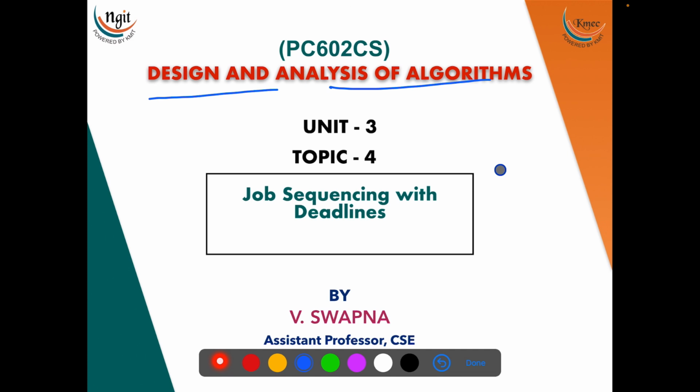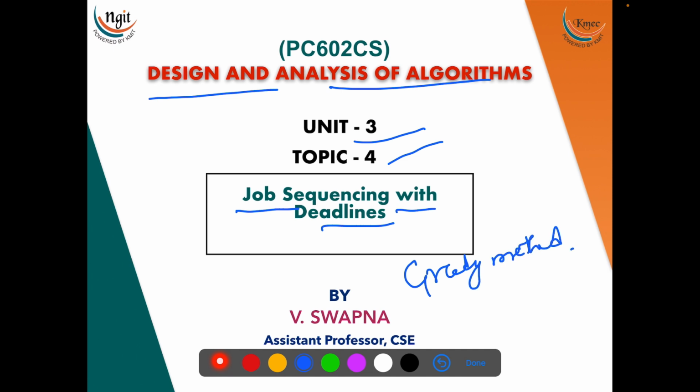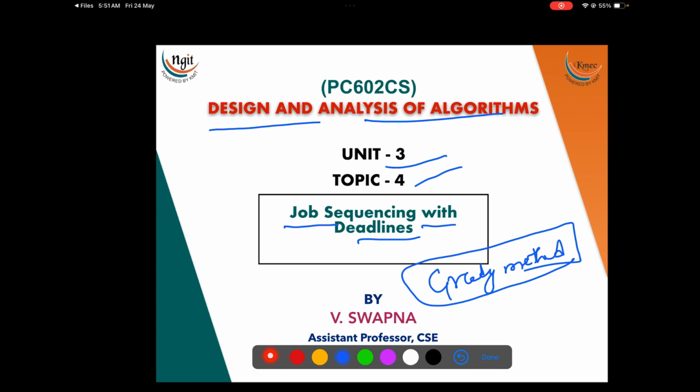Today we'll be going to learn about job sequencing with deadlines. This topic you'll find in third unit as topic number 4. This is also one of the problems where we can apply the greedy method, and very consciously this problem is going to be your lab experiment. So whichever topics we started with in third unit, those are all the experiments you can find in your lab syllabus. Now let's get started to understand what is job sequencing with deadlines.